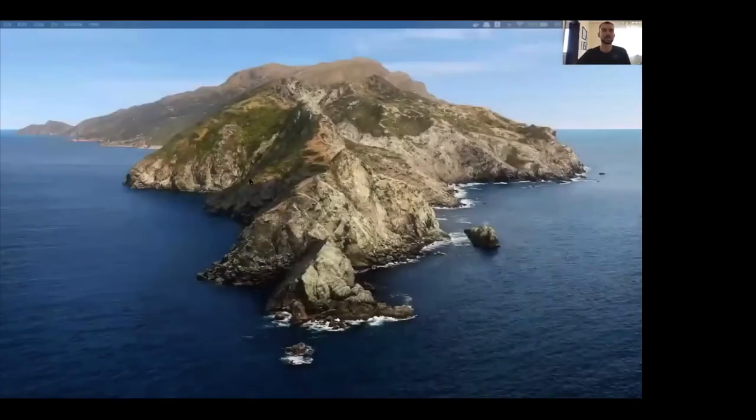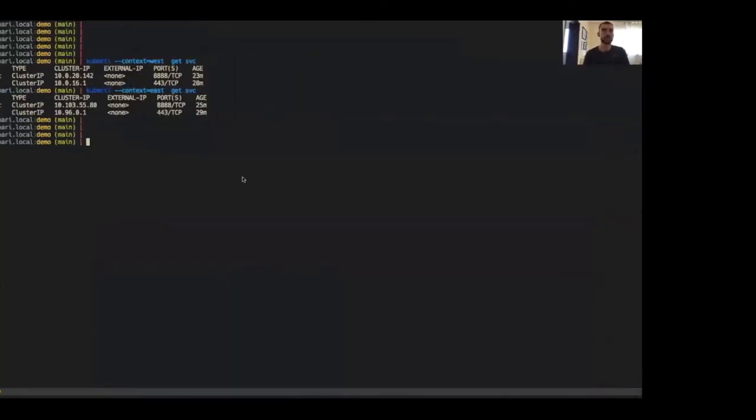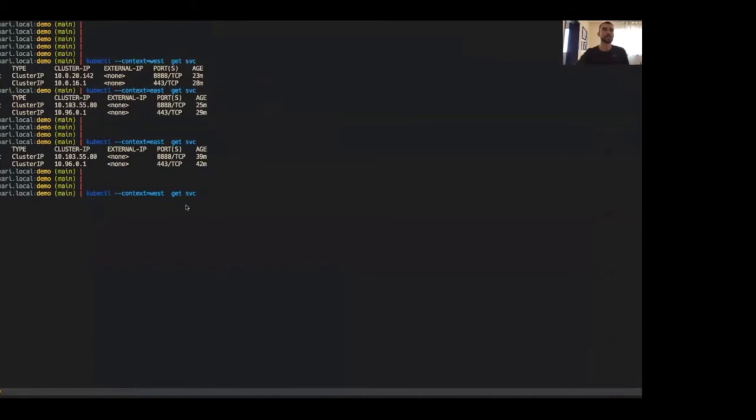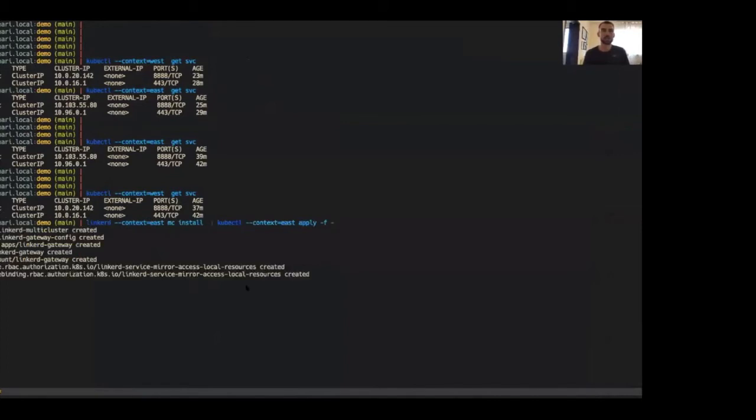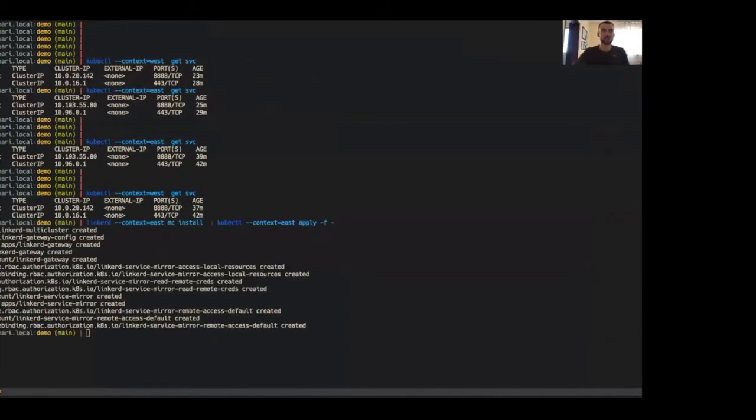So let's actually look at the terminal here. As I said, you have cluster east that has a backend service and cluster west that has a backend service too. So now what we want to do is install the Linkerd multi-cluster components on both cluster east and cluster west.